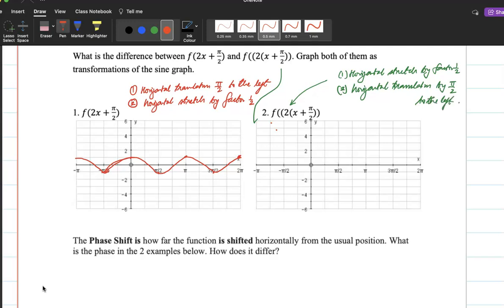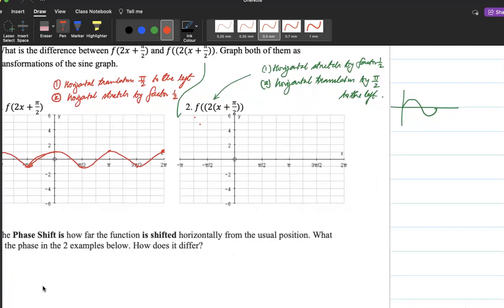Correct. So first you'll take your graph. If you're doing it without a calculator, you'll draw a rough graph like this, from 0 to pi, your sine graph, y = sin x. Now I'm doing a horizontal stretch by factor half. When you do that, all the x values are halved, so pi will become pi over 2.